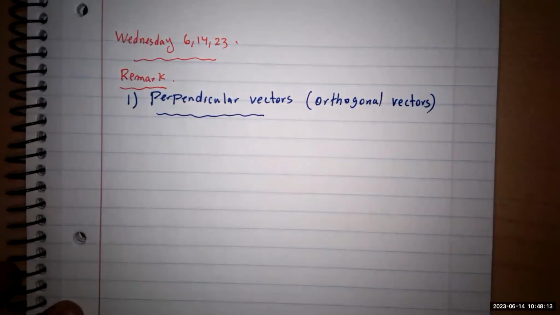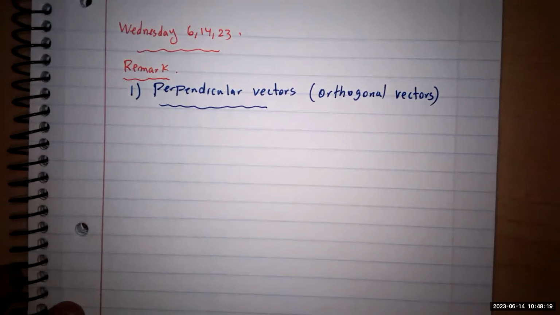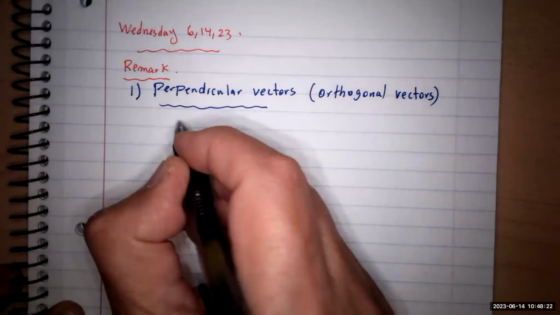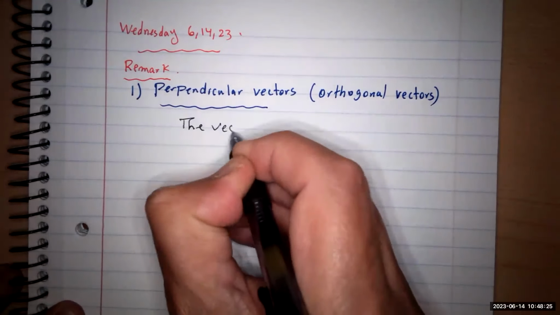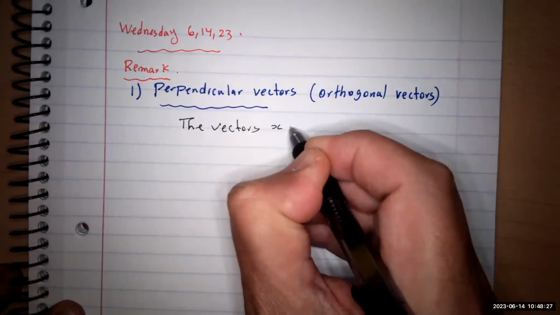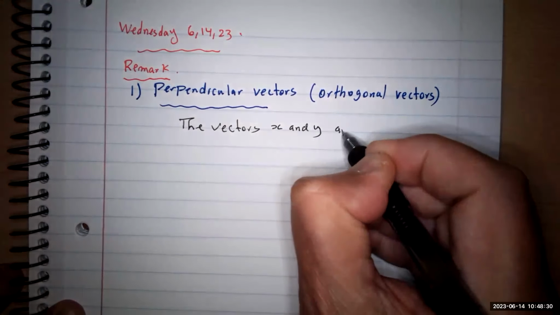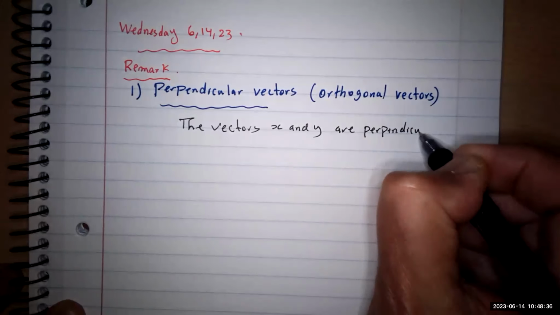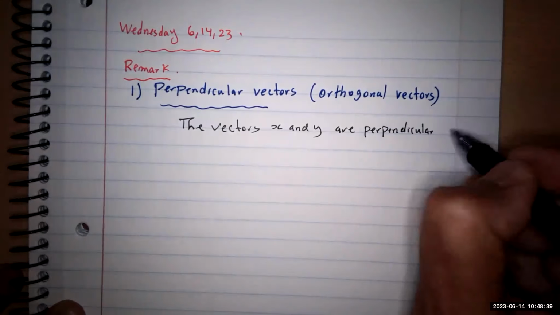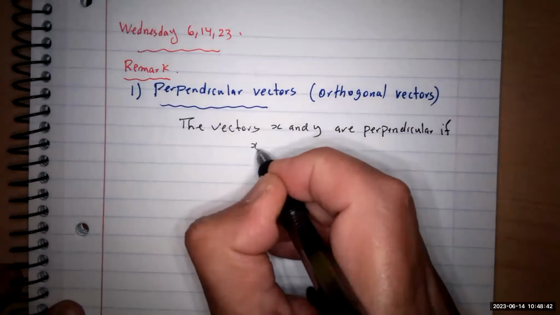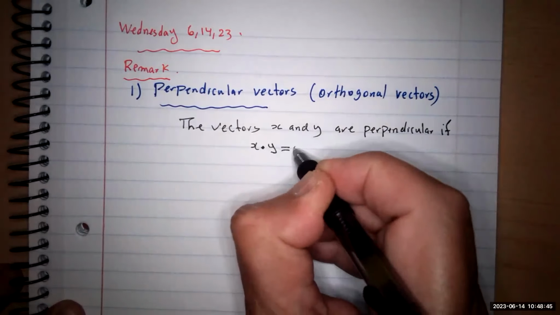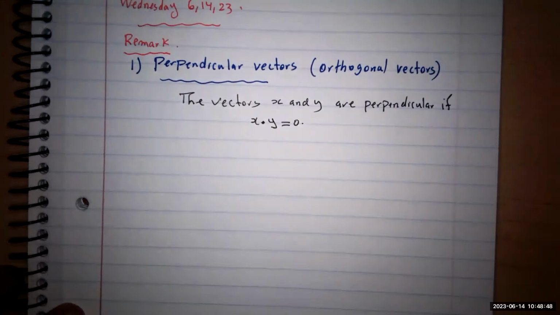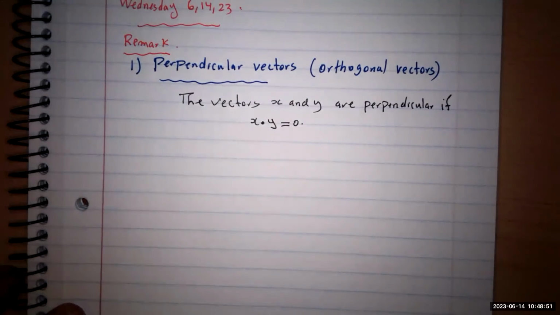So this is how we are going to define it. Two vectors are going to be perpendicular if the dot product is zero. We just talked about it the other day. So the vectors x and y are going to be perpendicular or orthogonal if x dot y is equal to zero. That would be easy to check.